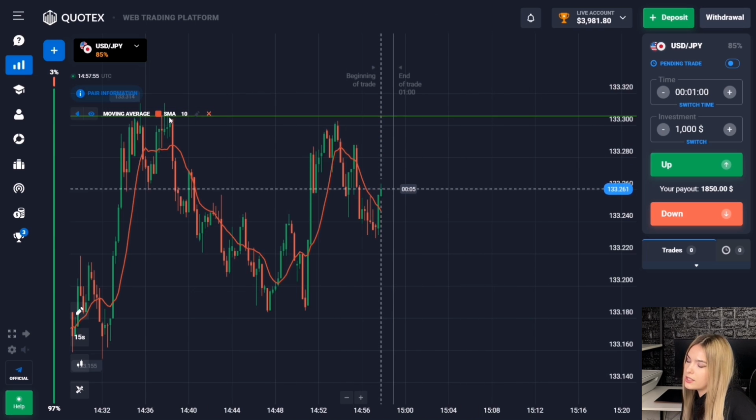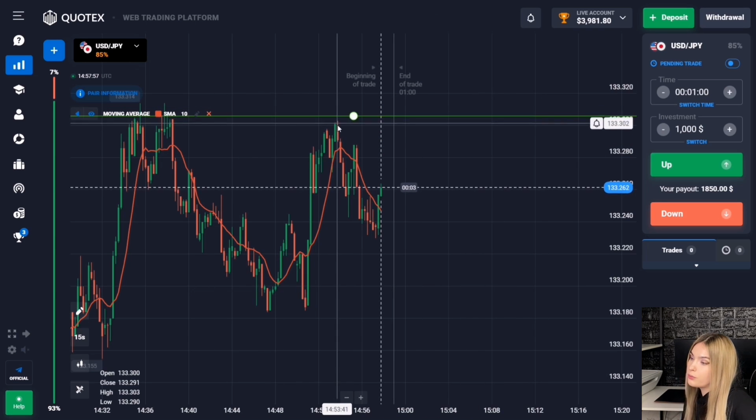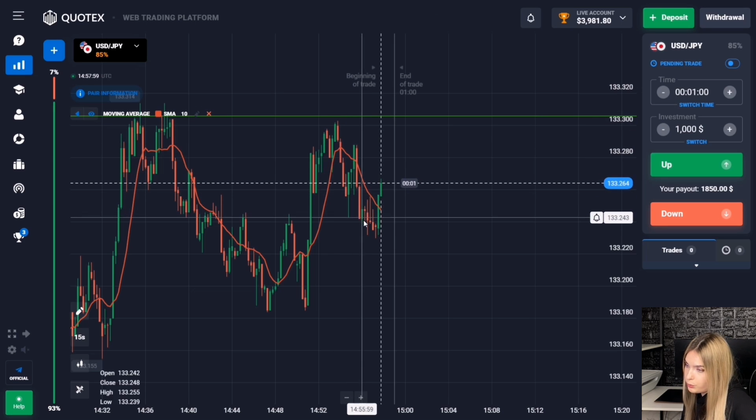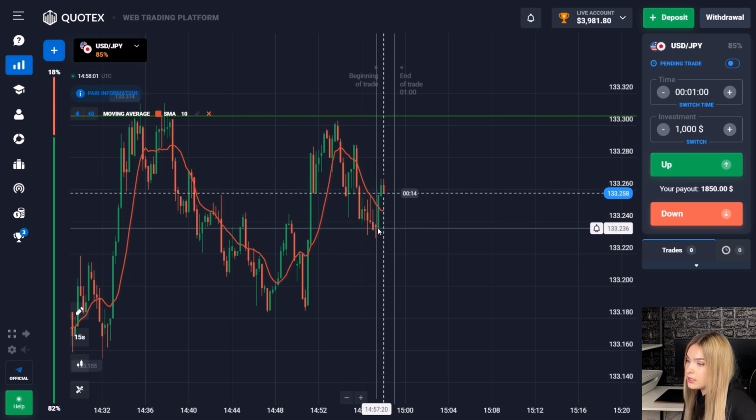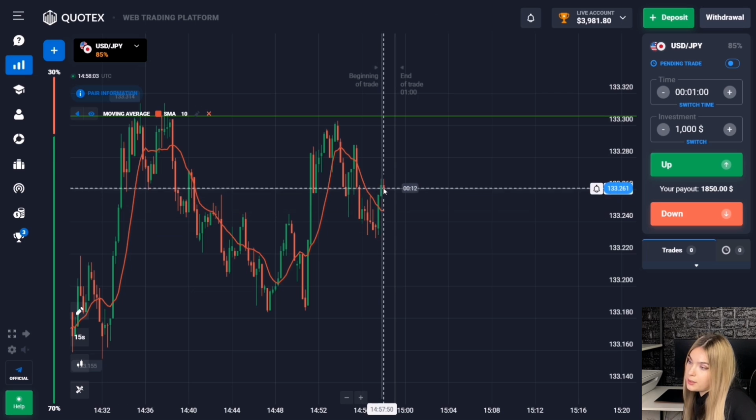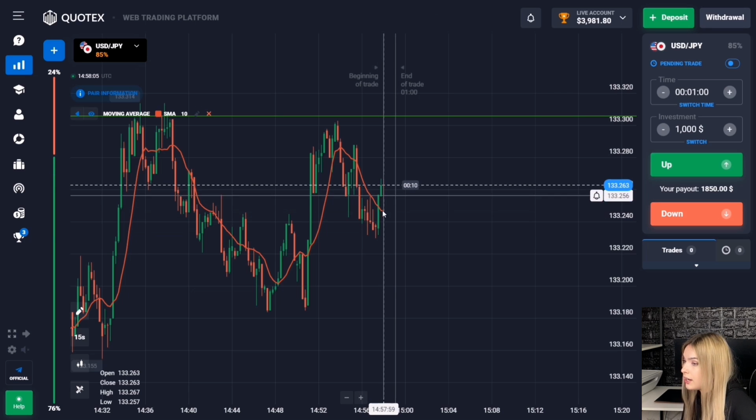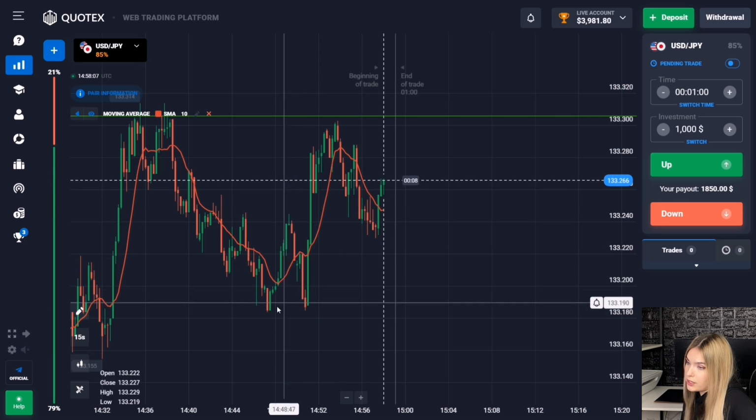You also see that after the second touch of this level, there was a pullback down, and after the pullback the price turns around, begins to move up. Also at the same time the main price minimum will become higher. The overall potential of the price is going up.